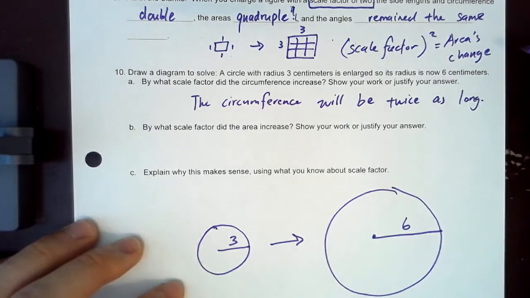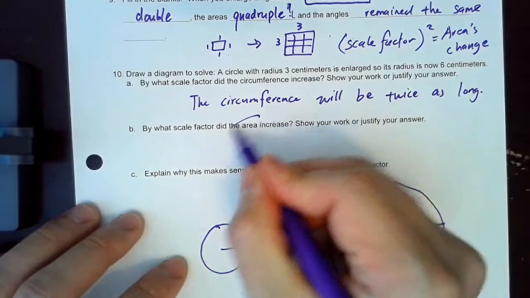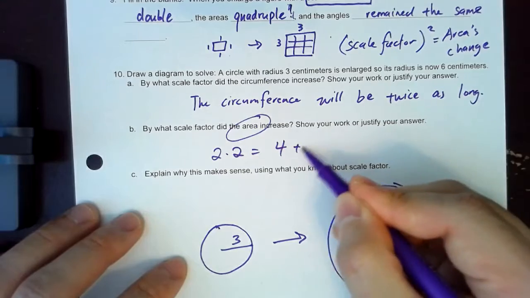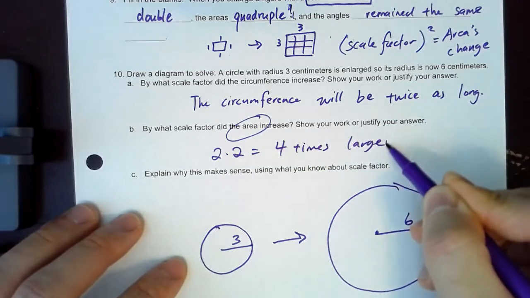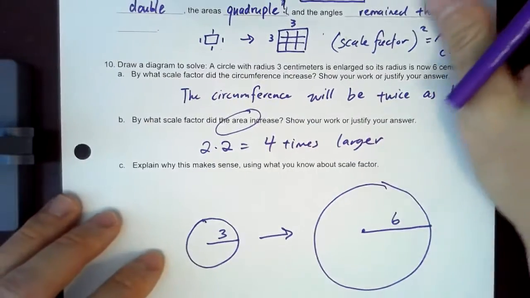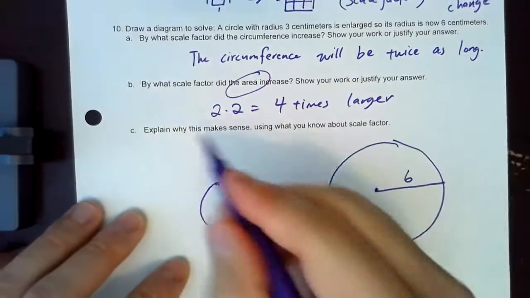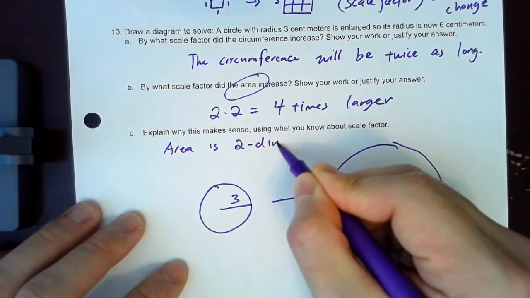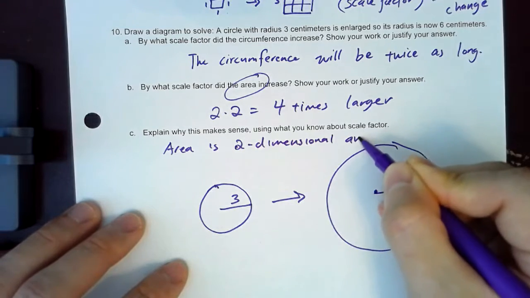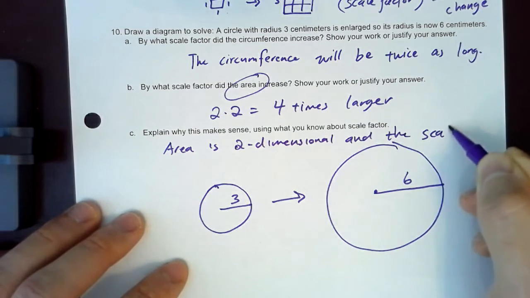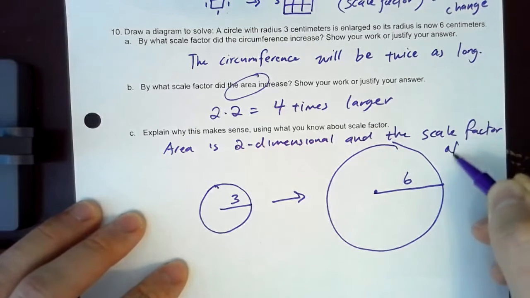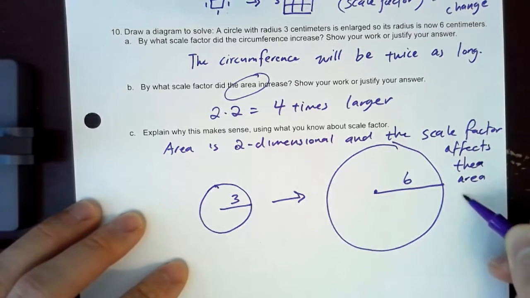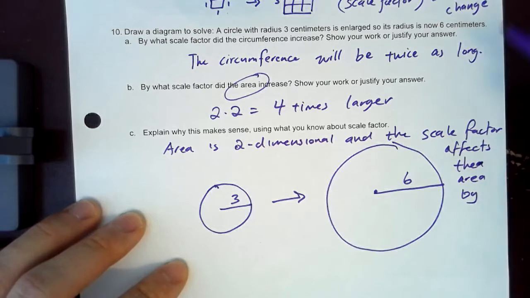Twice as long. But by what scale factor did the area increase? The area is going to be 2 times 2, which is 4 times larger. We already know that. We don't even have to calculate it. Explain why this makes sense. Area is two-dimensional, and the scale factor affects the area by the scale factor squared.